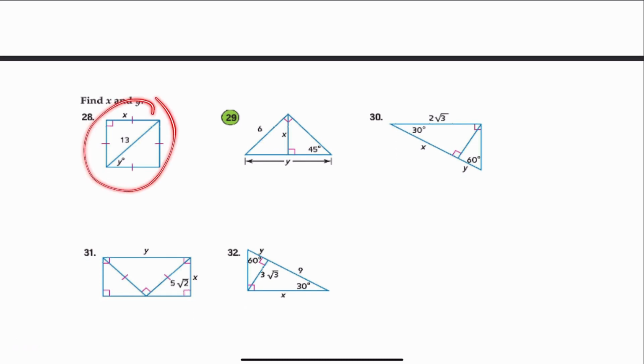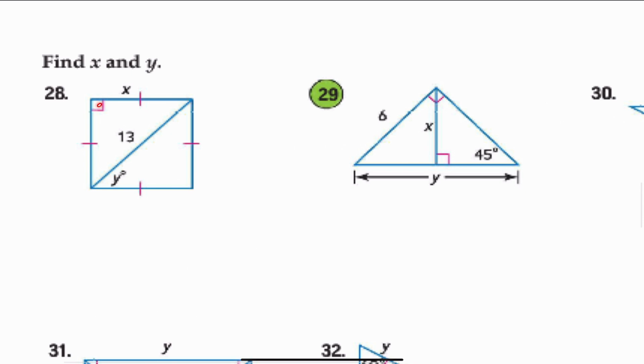28. This is a square. All these angles are 90 degrees, right? So if I create this diagonal here, it's going to split this angle into two congruent halves. So how long is that angle? And what type of special right triangle are you going to apply? 30, 60, 90 or 45, 45, 90, okay?